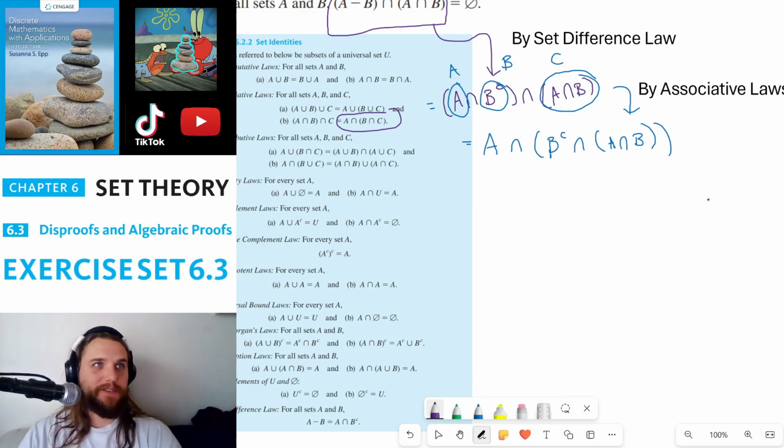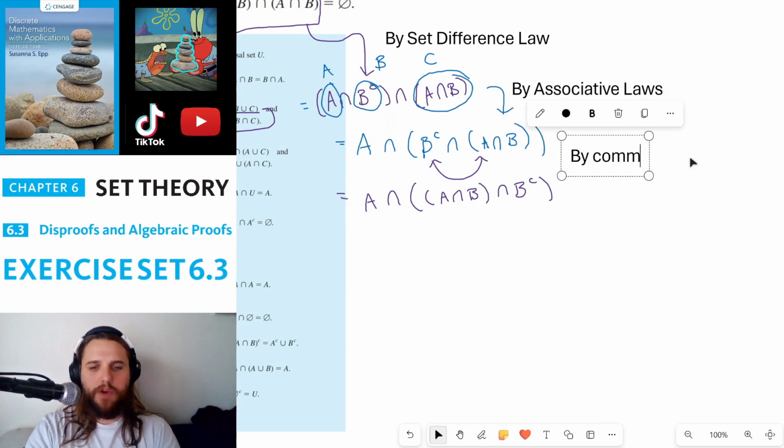Now, the next step is actually pretty tricky in my opinion. What we're going to do is swap these two. And you'll see why we swap these two later when we apply the associative law again with these two expressions. So I'm going to swap these two terms utilizing the commutative laws here. That's the first law. So we could say by the commutative laws.